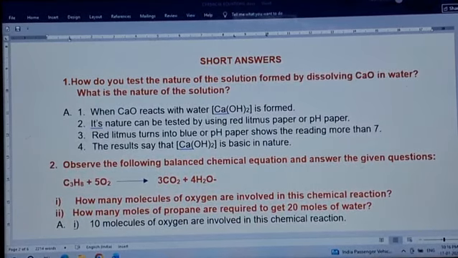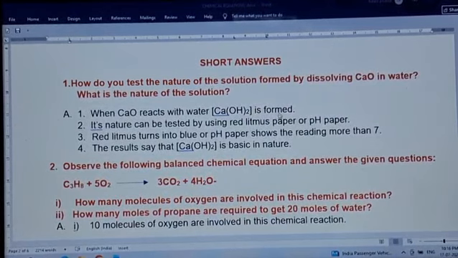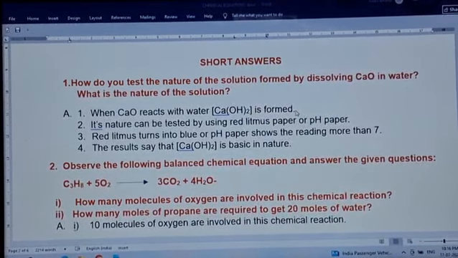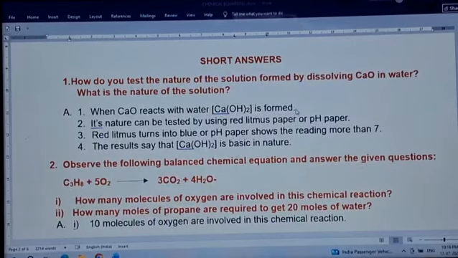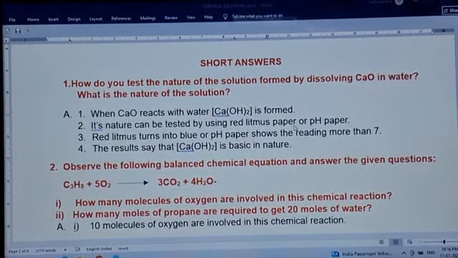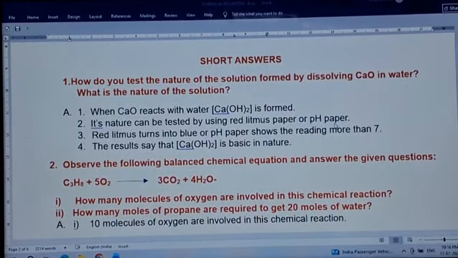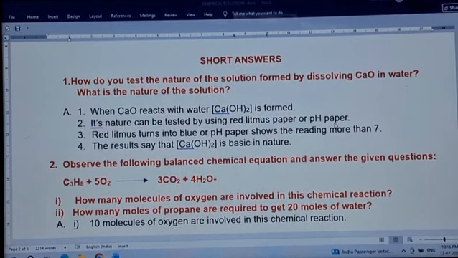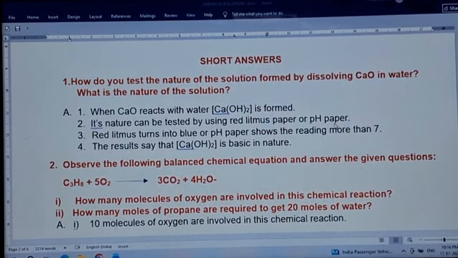When calcium oxide reacts with water, calcium hydroxide is formed, Ca(OH)2. It is called calcium hydroxide. Its nature can be tested by using red litmus paper or pH paper. Red litmus paper will tell us which substance it is. Is it an acid or a base? And pH paper also, it will be having different pH scales. So based on the pH value, you can say whether it is an acid or a base.